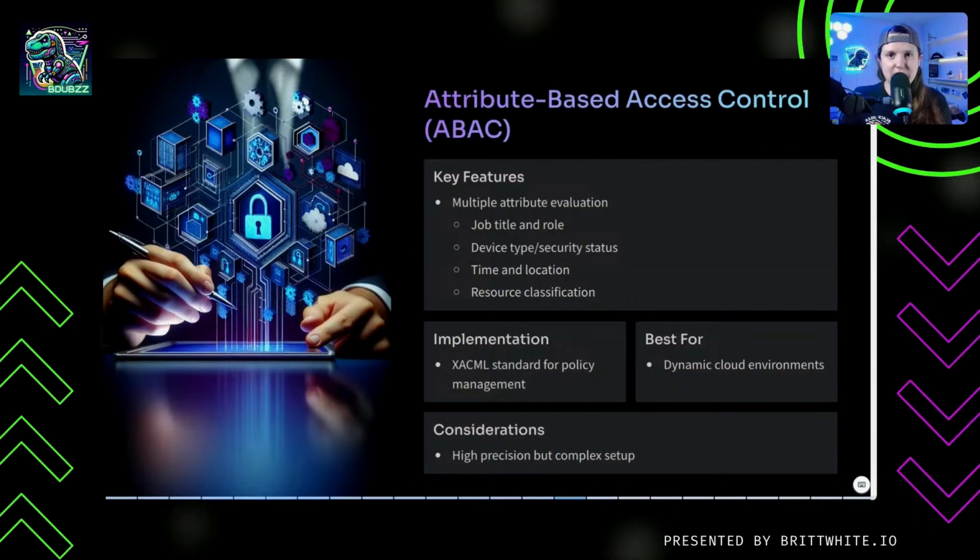However, the initial setup can be really complex. Think of ABAC as a detail-oriented bouncer checking not only your ID at the door, but also checking your dress code, VIP status, time of day, location, and security clearance. Everything must align perfectly in order to gain access.